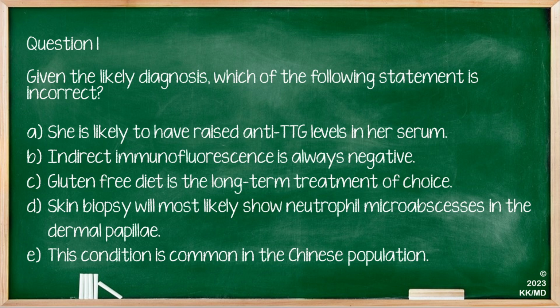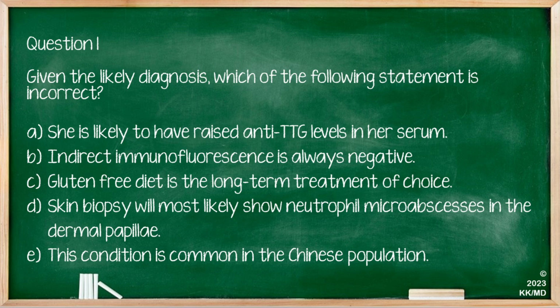A. She's likely to have raised anti-TTG levels in her serum. B. Indirect immunofluorescence is always negative. C. A gluten-free diet is the long-term treatment of choice. D. Skin biopsy will most likely show neutrophil microabscesses in the dermal papillae. E. The condition is most common in the Chinese population.